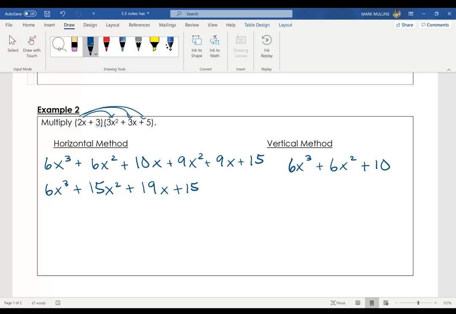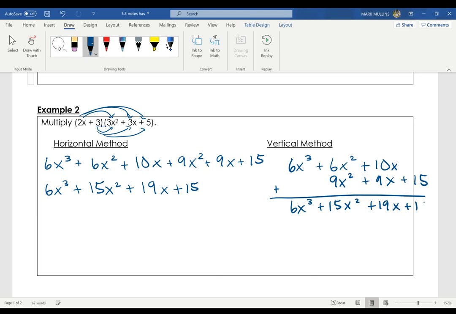But now when I go back and distribute the 3, I'm going to write it underneath. So 3 times 3x squared is 9x squared. I'm going to write that underneath the 6x squared. 3 times 3x is a 9x. And you know what? This should have been a 10x up above. Glad I caught that. 3 times 5 is a 15. So now I don't have to go looking for those like terms. They're already stacked, and I can just add my columns. So 6x cubed, 15x squared, plus 19x plus 15. The longer the problem, the more I really like the vertical method.